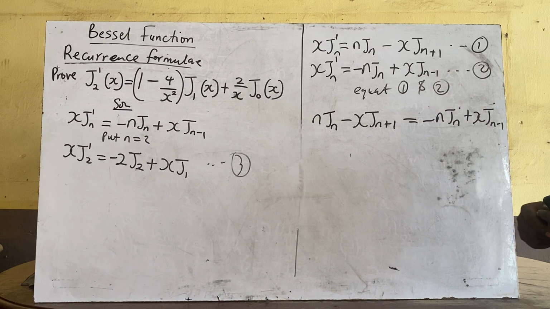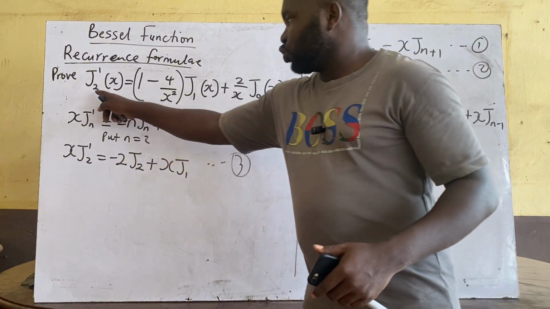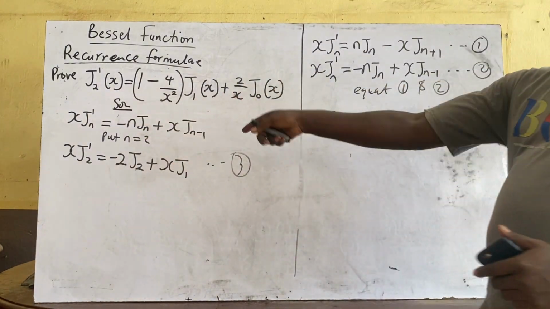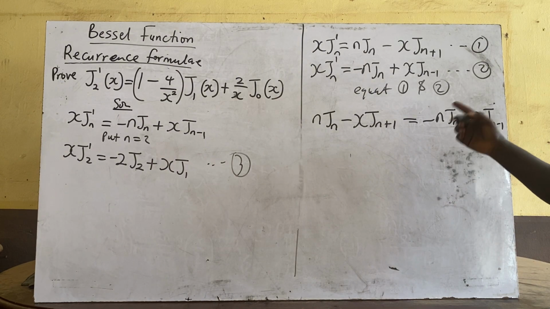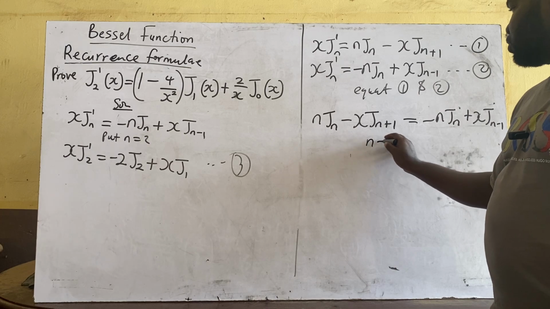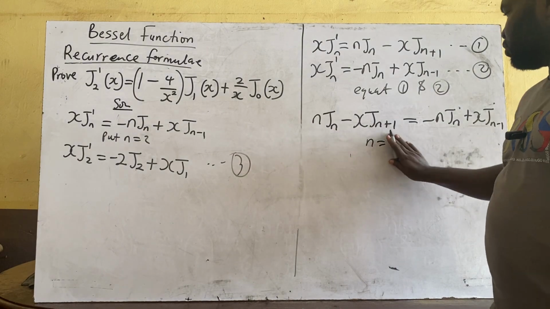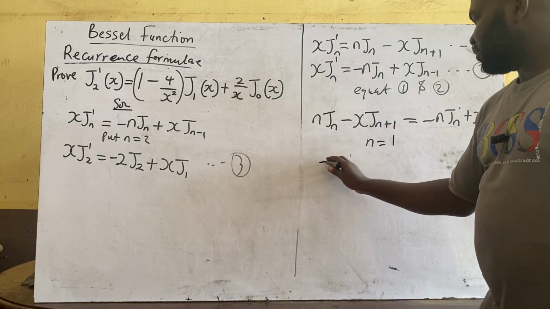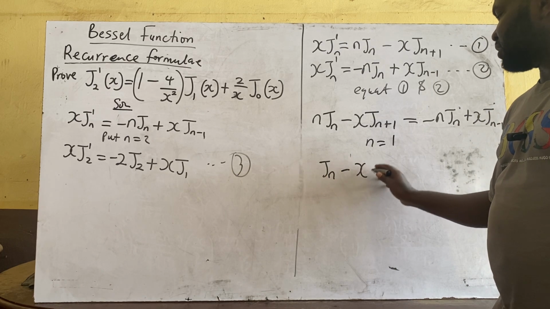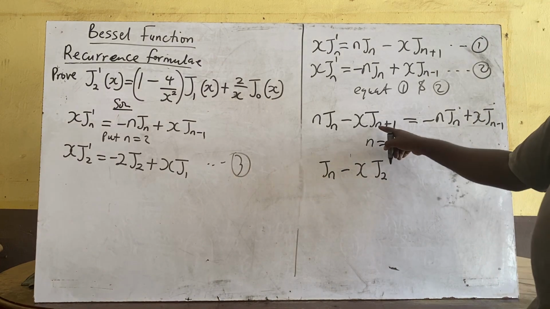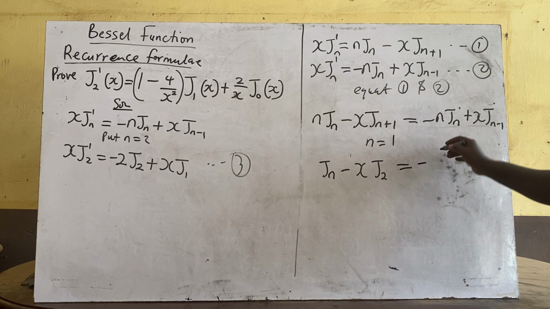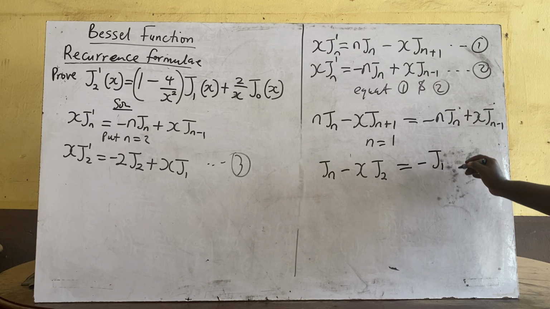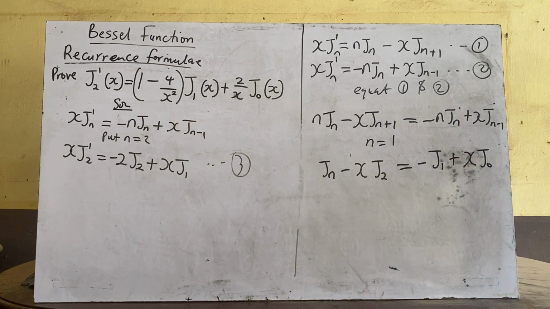If we put n to be 1, because in my formula I have 2, 1, and 0, I've gotten 2, so let us get our 1 and 0. Putting n equal to 1, I'm going to have J1 minus x J2, since 1 plus 1 is 2, equal to minus 1 times J1 plus x J0.